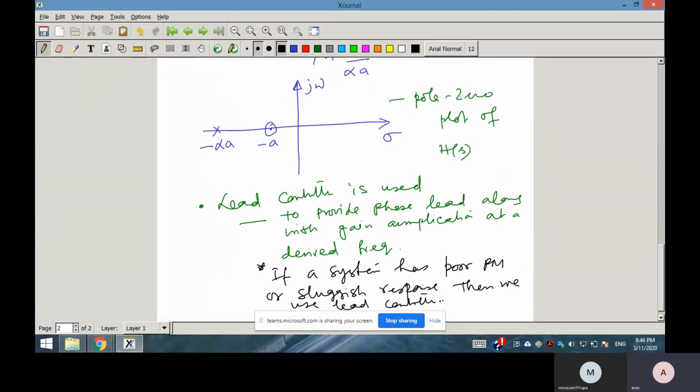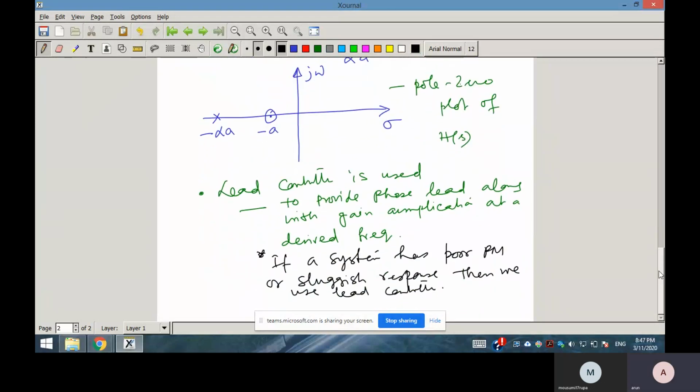Sluggish response means low gain crossover frequency. So to increase the gain crossover frequency, we can use a lead controller, and it will provide phase lead. That means if a system also suffers from poor phase margin, then also we will use a lead controller. So the lead controller will provide phase lead.